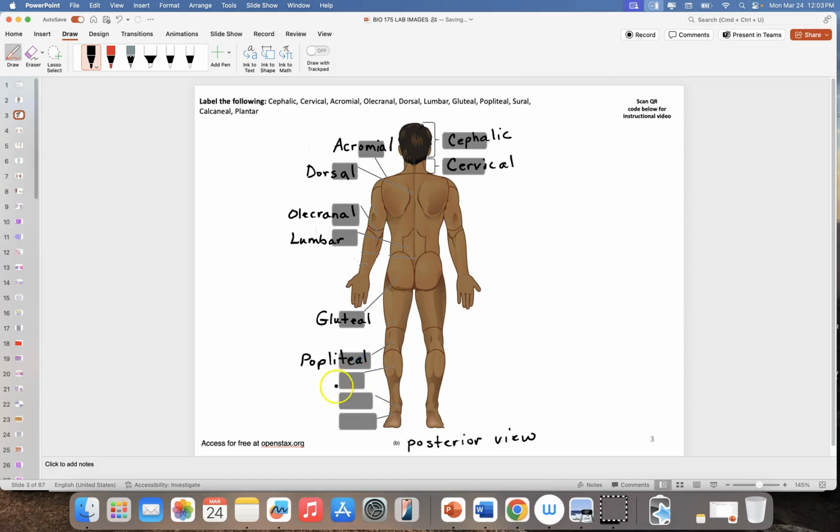The calf, sural. The heel, calcaneal. And then the sole of the foot would be plantar.